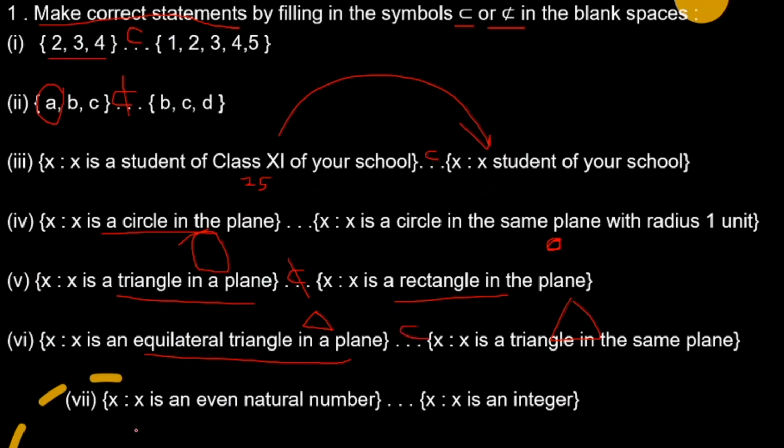Okay. Next, {X such that X is an even natural number}, even natural numbers 2, 4 and so on. Integers means negative numbers are there, that is -3 and so on, then we have 1, 2, 3, 4. So this 2, 4 belongs to this set, right? So we can say it is a subset.